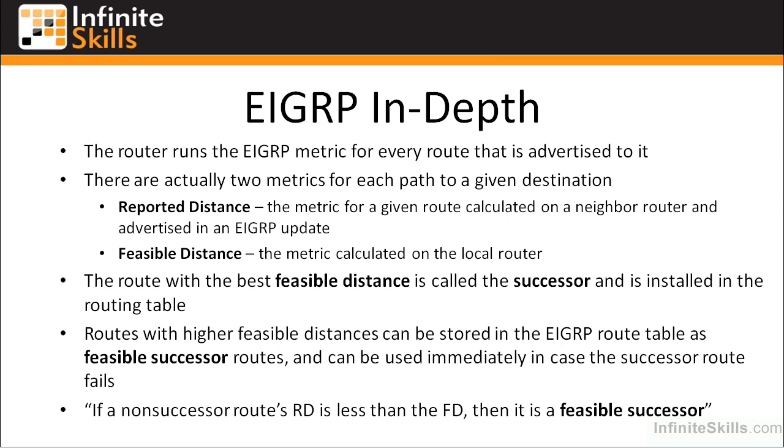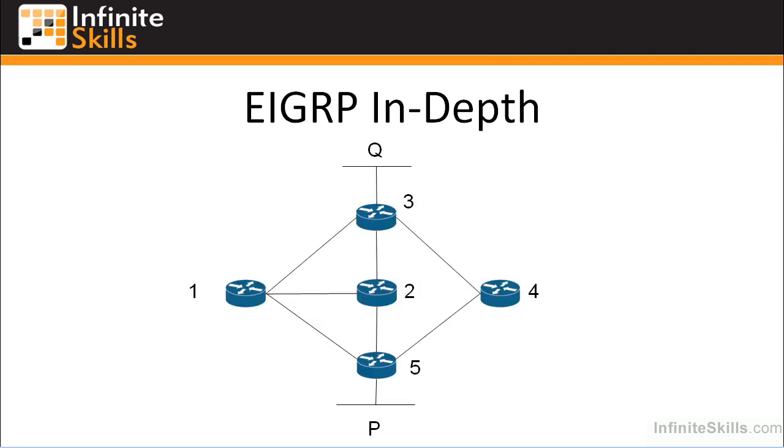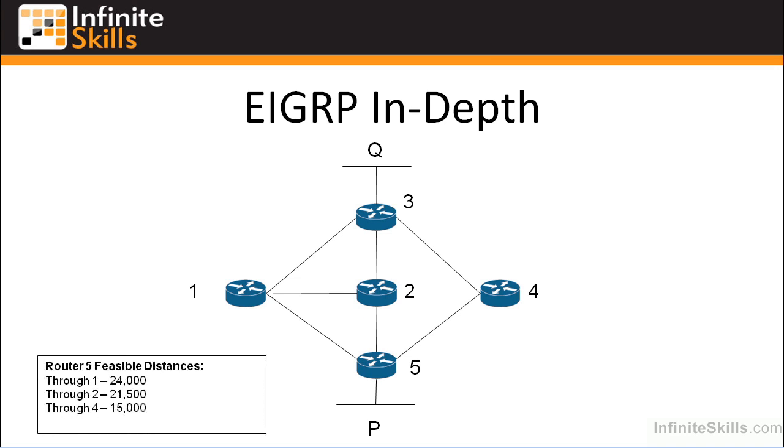And I know you're looking at this saying, I thought you said this was simpler than OSPF. Well, it really is. And let's go to the diagram and we'll see exactly why that's the case. So we have 2 subnets here, subnet P and subnet Q. We're going to look at this network from the perspective of router 5 and see if we can determine what router 5's routing table should look like. So router 5 computes the feasible distances for each of its neighbors.